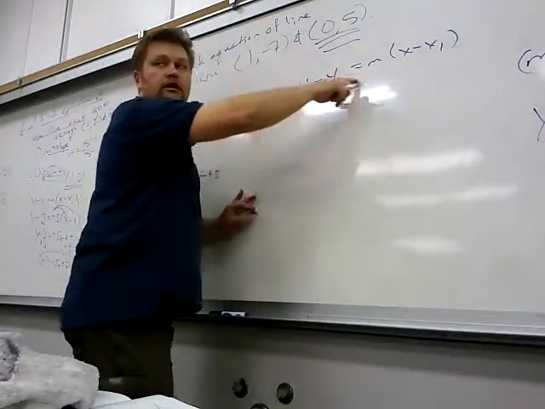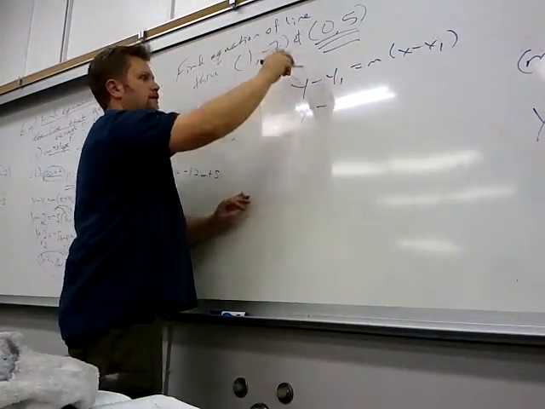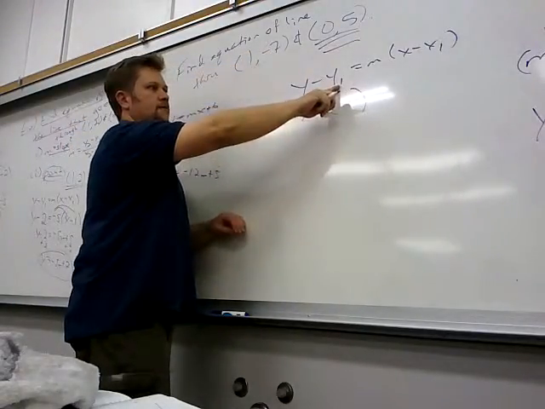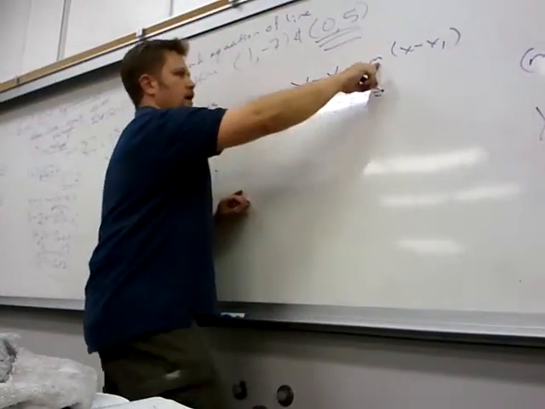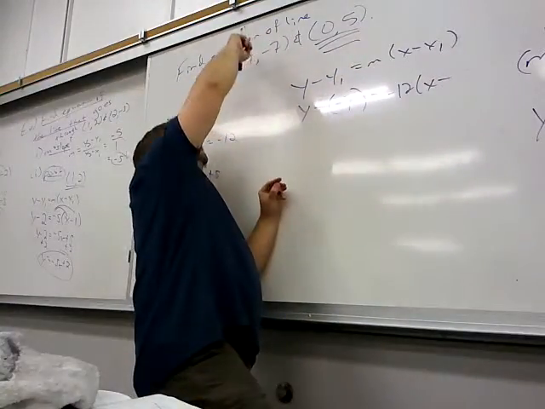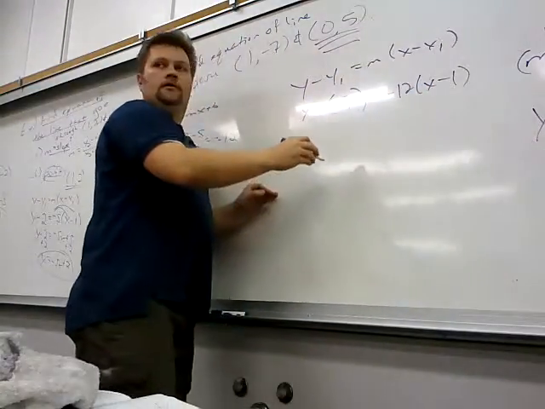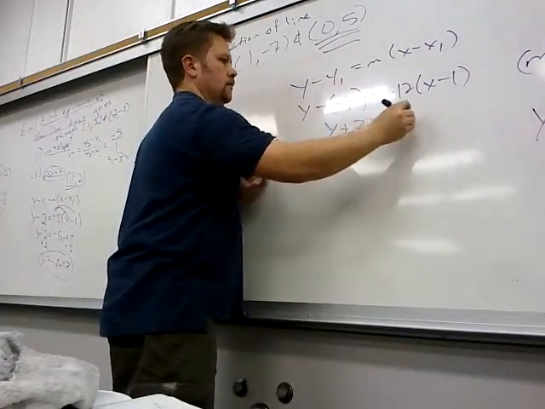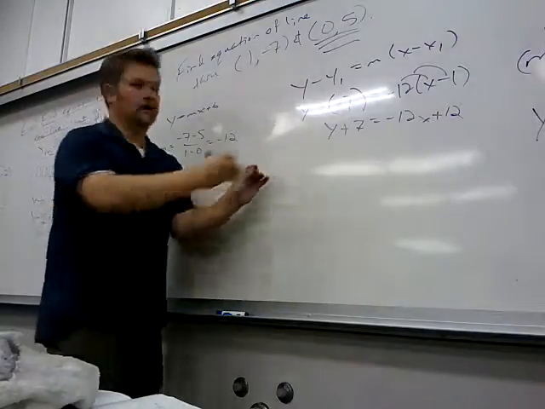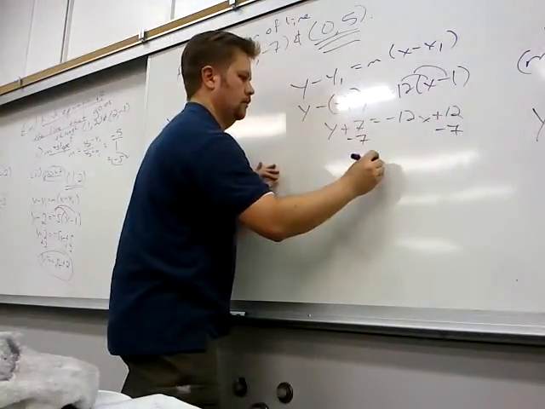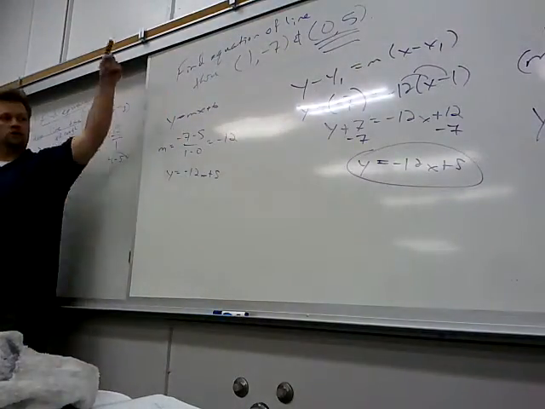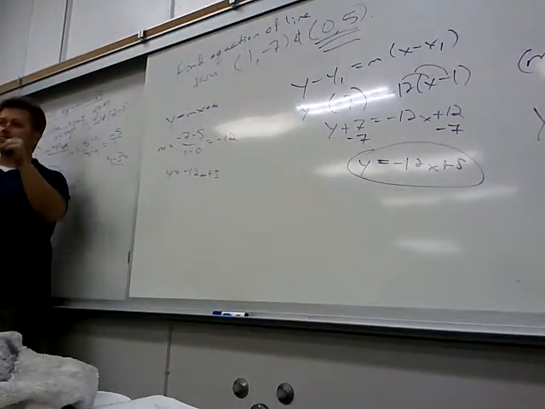So if we do it this way, it better come out the same. Y minus, let's try this point here. Y minus, what's the y piece? Negative 7. m was negative 12. x minus the x piece, 1. So if I clean this up, bring this in, subtract the 7, am I going to end up in the same place? Yes, same place. Took me a lot longer, but it still works.